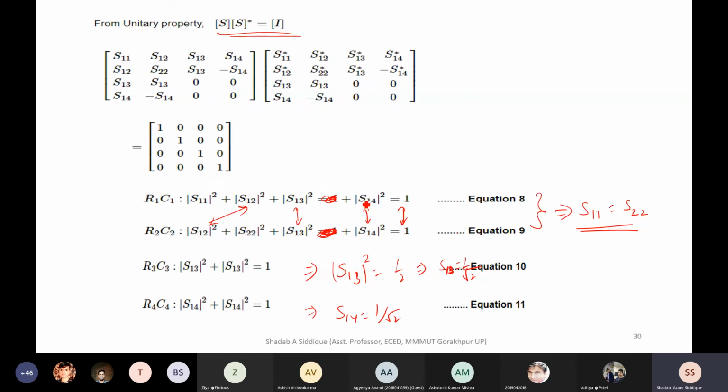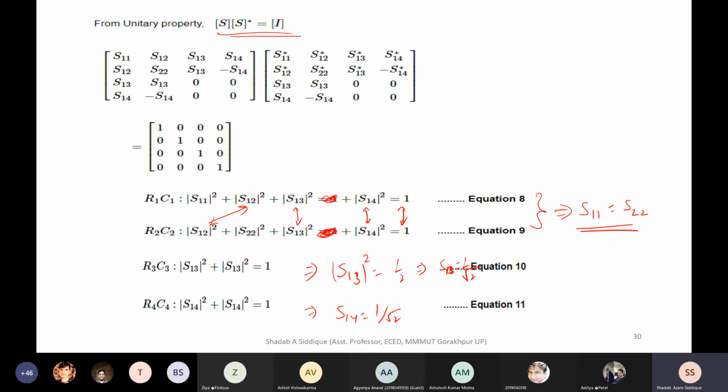The values of S13 square and S14 square we got. So we can use this S11, S12 without using the 0 0 property also, because S11 and S22 are equal. So S11 square plus S12 square, which is equal to 0, because these two will become half and half. So half will be plus 1 and equated with the 1. So 1 will get cancelled. So S11 square plus S12 square is equal to 0.